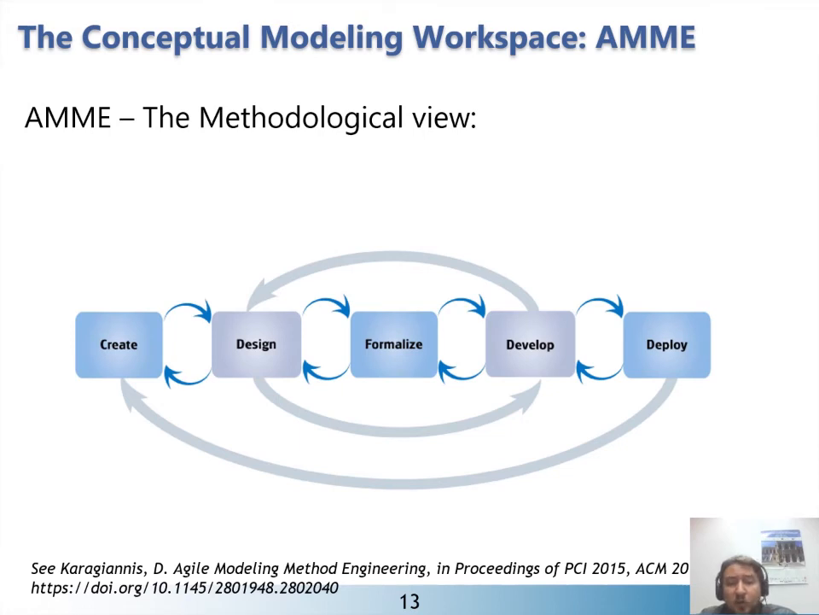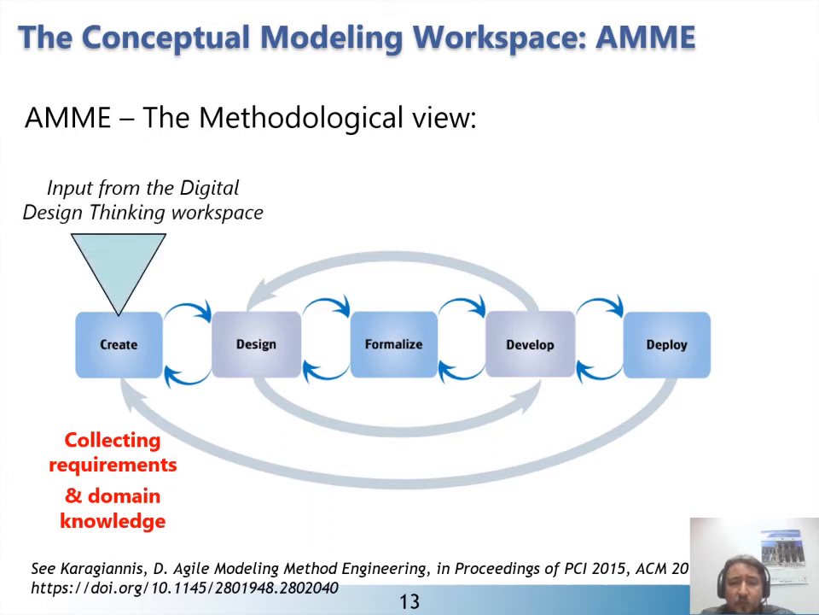From a methodological viewpoint, AME is an iterative process comprising the following phases. The first phase is called Create. This is where we collect requirements and domain knowledge. Often this step will take input from the business scenarios identified during the design thinking workshops and in that workspace. The second phase is called Design. This is where we redesign the modeling method components from graphical symbols to semantics and functional features.